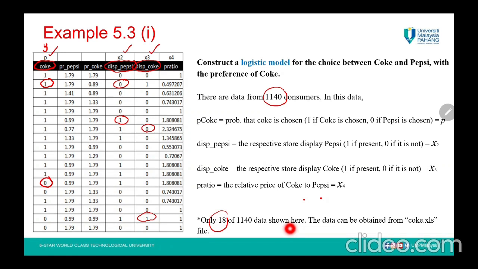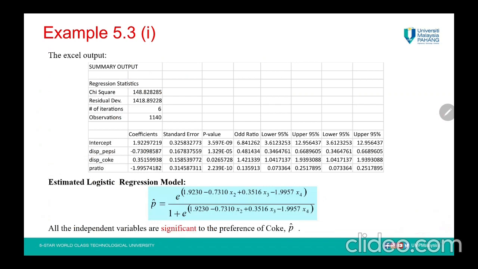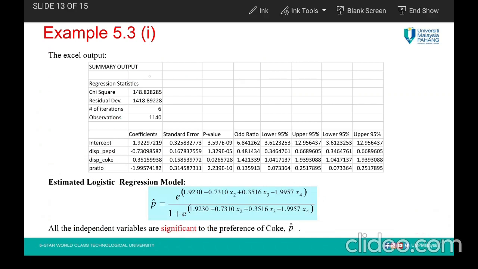So now the next is P ratio. P ratio is the relative price of Coke to Pepsi, represented by X4. All the data here can be obtained from the Coke file. We run logistic regression on the data via the Excel Data Analysis Tool Pack in Microsoft Excel. The output of the logistic regression analysis is given here.